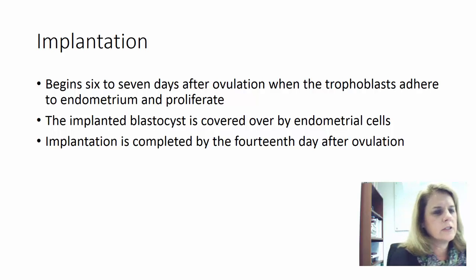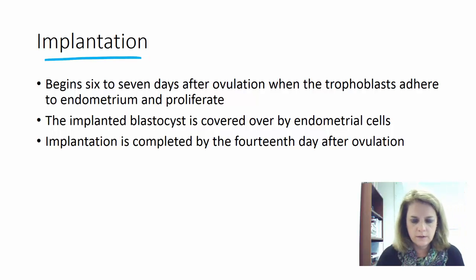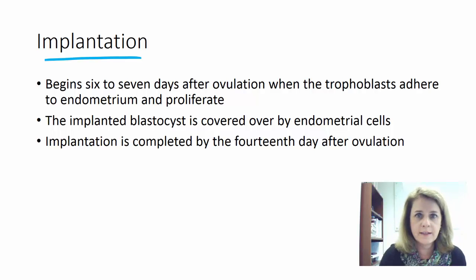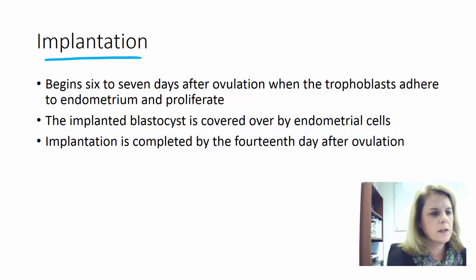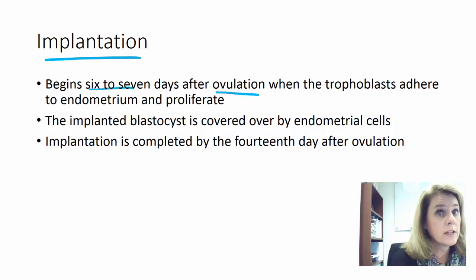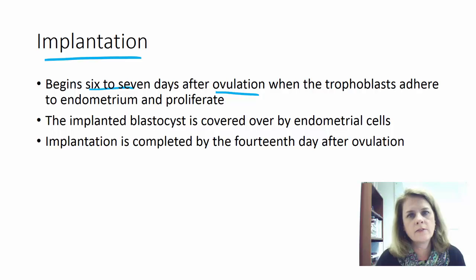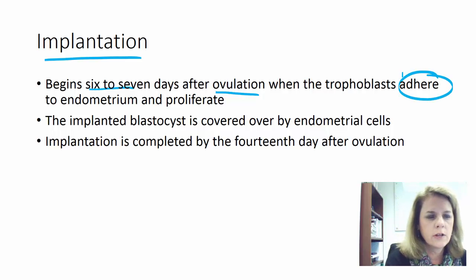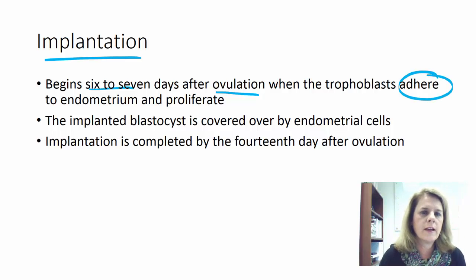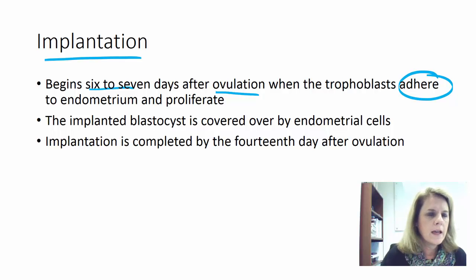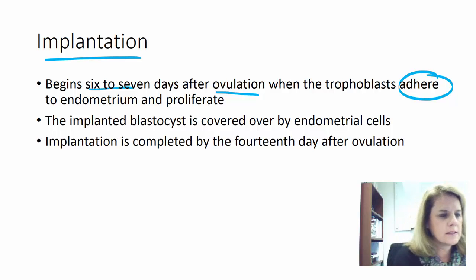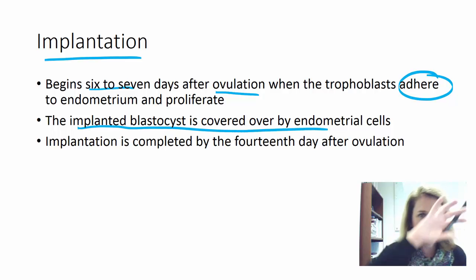So implantation, which is when the blastocyst actually gets implanted inside the uterus, takes about a week. Six to seven days after ovulation is when these trophoblasts are going to adhere to the endometrium, start to proliferate and kind of dig in. Once you have this blastocyst implanted, it literally gets coated with endometrial cells. So the uterus kind of coats it, takes it in and protects it.